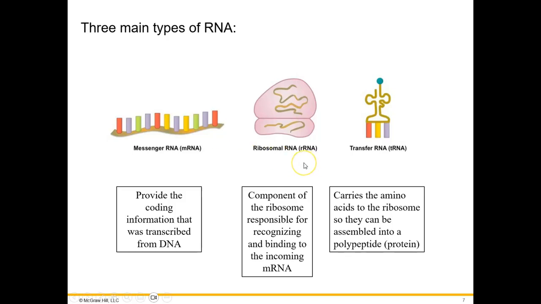Next, we have our ribosomal RNA. This is part of the ribosome responsible for recognizing and binding to that incoming messenger RNA. So the messenger RNA is going to come out of the nucleus, go find a ribosome, and then that ribosomal RNA that's part of the ribosome is what's going to allow for the messenger RNA to know where to initiate.